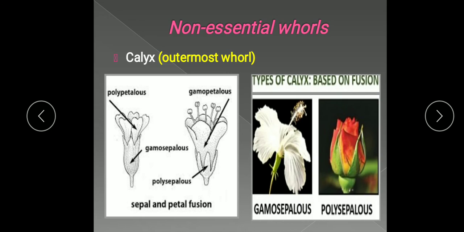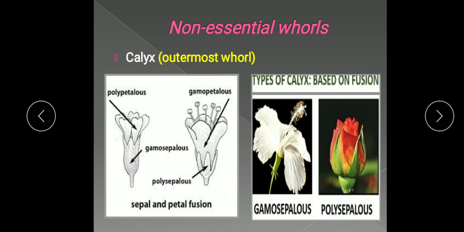Now, cohesion of sepals shows two conditions, gamo and poly. Gamo condition means when the sepals are fused. So, when the sepals are fused at the base, this condition is known as the gamosepalous condition, as it is found in the China rose. These sepals are fused, forming a tube-like structure. So, this is the gamosepalous condition, found in China rose and dianthus also.